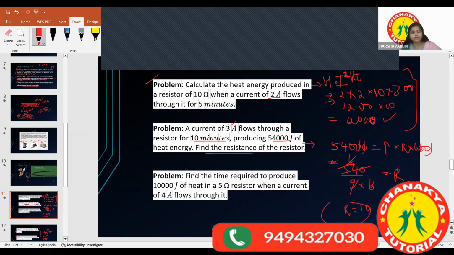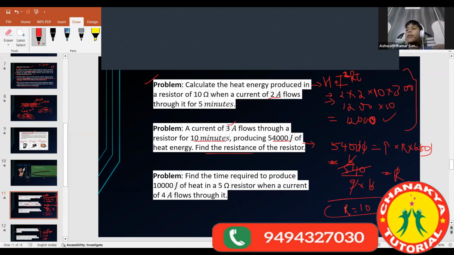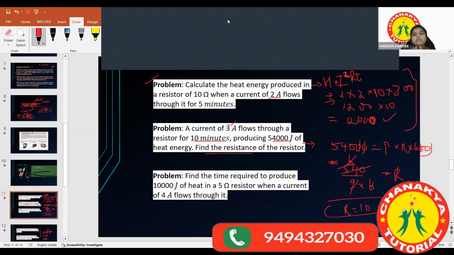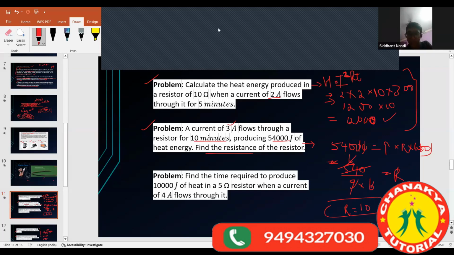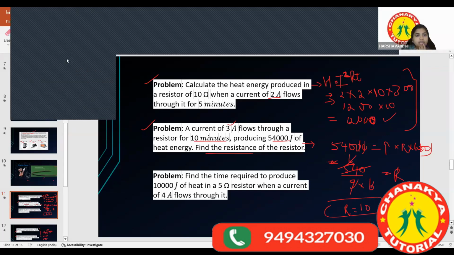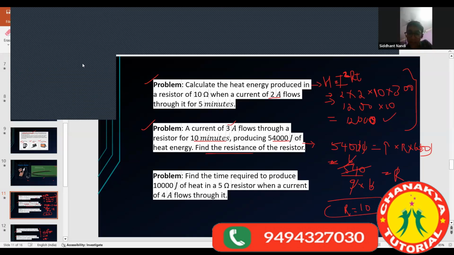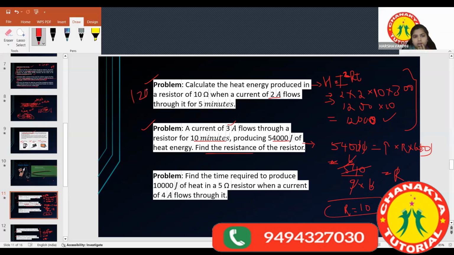Everybody got 10? Ma'am, I got it wrong, I was confused. I got it wrong that time because I didn't convert 10 minutes. Soumya, you're right. Second one is 10, correct. Ashwath, what's the answer for the first one? Ma'am, I did it wrong. First one answer is 12,000. Second one answer is 10.